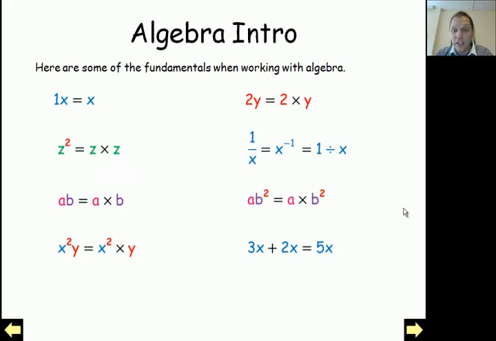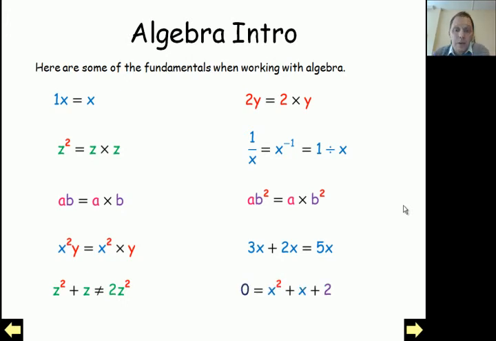We can collect like terms, so here I've got 3 lots of x plus 2 lots of x, so altogether I've got 5 lots of x. But our 3x and our 2x are like terms, as opposed to here I've got z squared plus z. This does not equal 2z squared, which is what I find from many learners. Literally, the z squared plus the z is already in its simplest form.